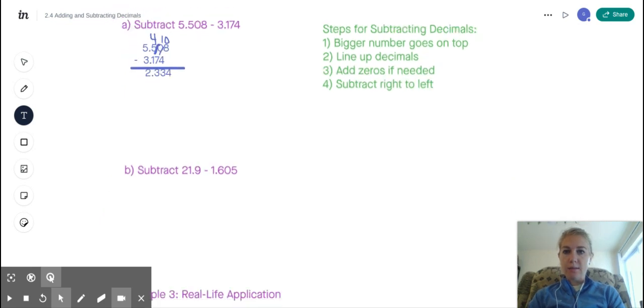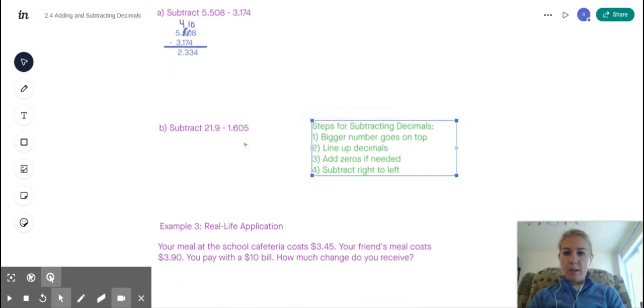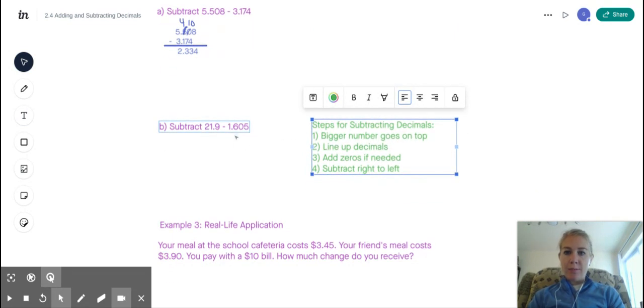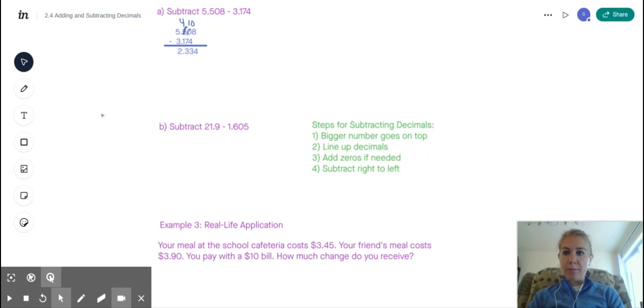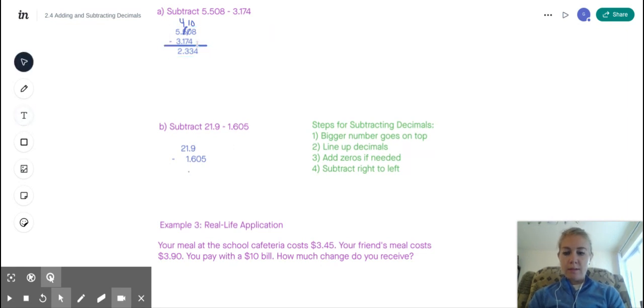Okay, let's try this again. Another problem here. I'm going to bring down my steps. Subtract 21.9 minus 1.605. Okay, step 1, bigger number goes on top, which would be the 21.9 minus, and I'm lining up the decimals here, 1.605. Just going to add my decimal down below for the answer. And bring my line down here.